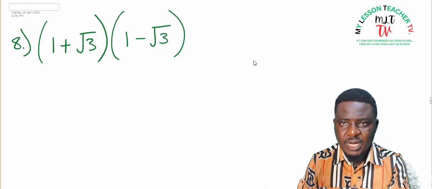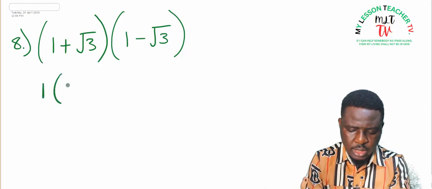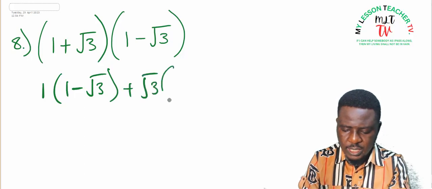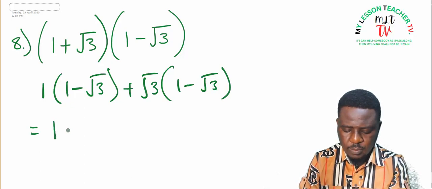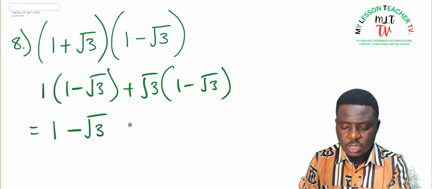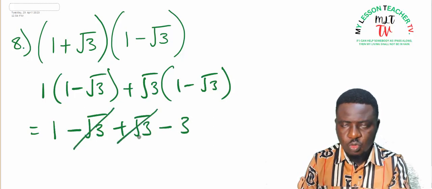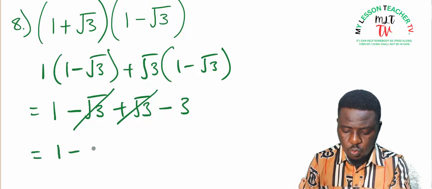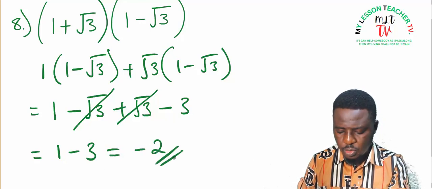We split the first bracket into 2 and use them in turns to multiply the second bracket. This becomes 1 into 1 minus root 3 plus root 3 into 1 minus root 3. When you simplify, 1 times 1 is 1. 1 times minus root 3 is minus root 3. Do the same with the second bracket. You have plus root 3 minus 3. Minus root 3 plus root 3 neutralize itself, giving us 0. So this is equal to 1 minus 3. And 1 minus 3 is said to be equal to minus 2.